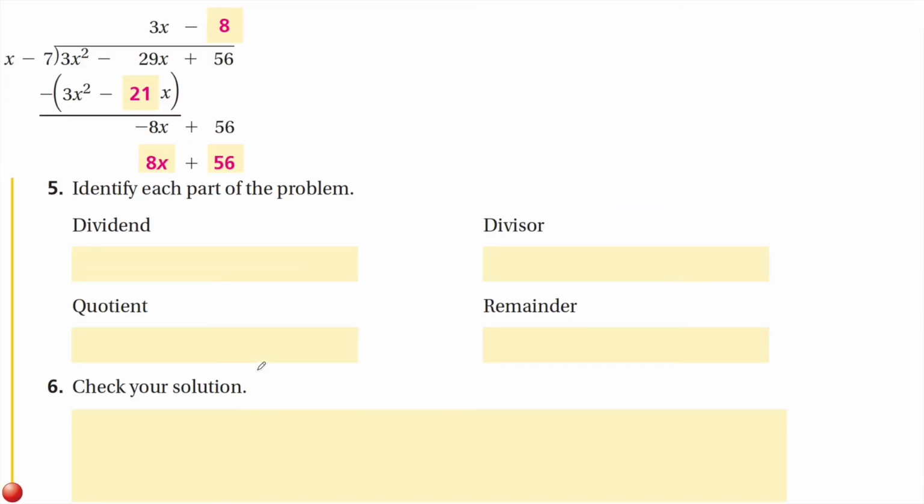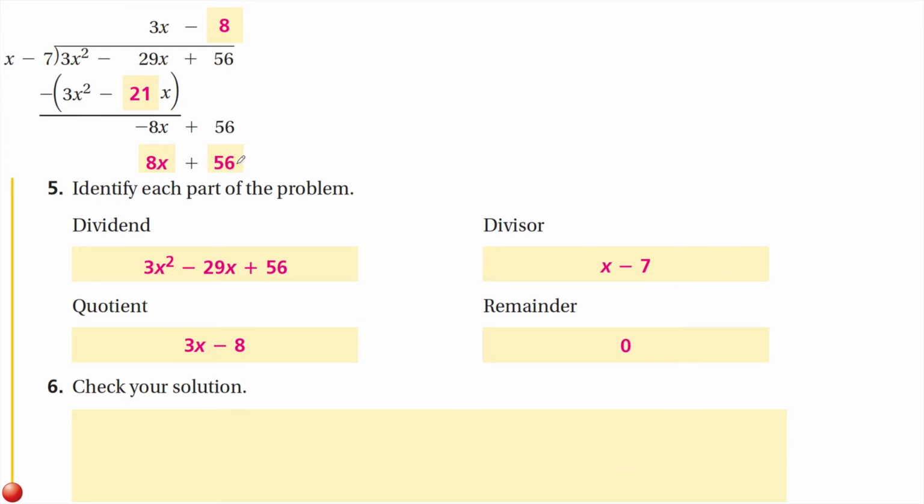Which brings us to the last little bit. Can we identify each part of the problem? Well, once again, the dividend is what we're going to be dividing from. So that is the 3x squared minus 29x plus 56. Our divisor is what we're dividing by, which is going to be that x minus 7. Our quotient is our solution, which is that 3x minus 8. And the remainder is whatever we had left over, which after adding everything down, we would get a 0.